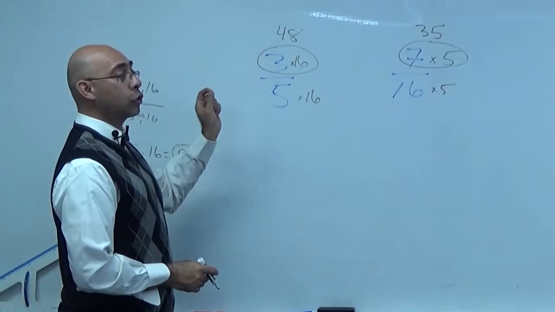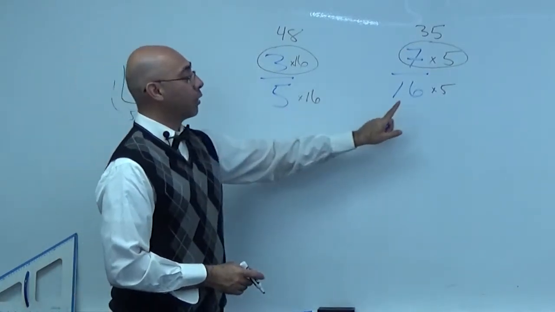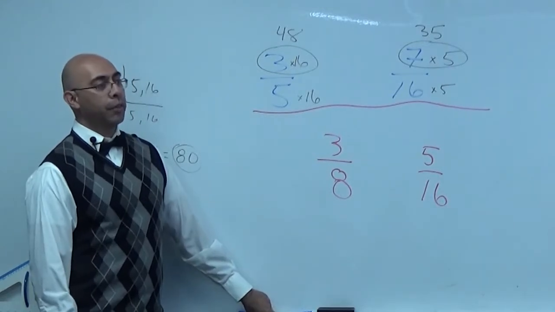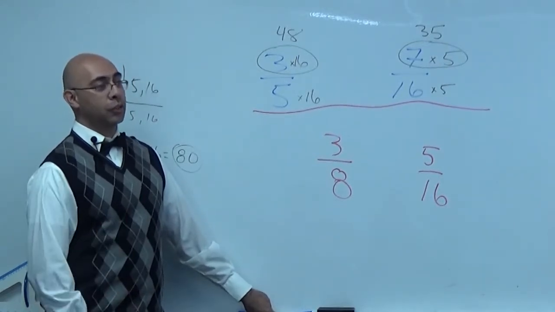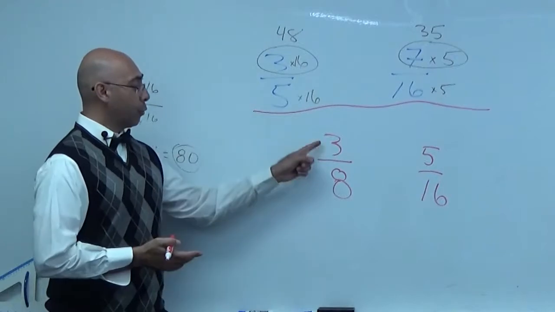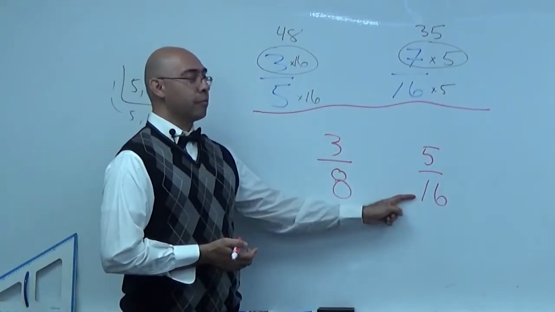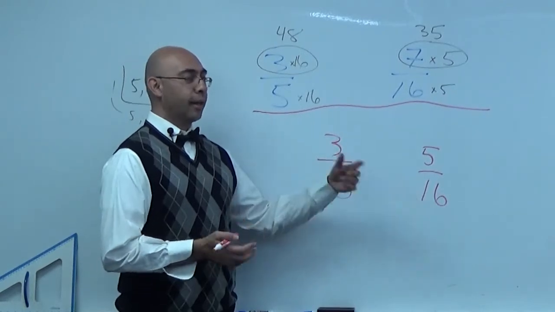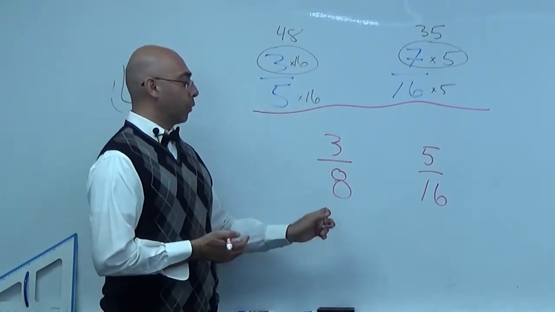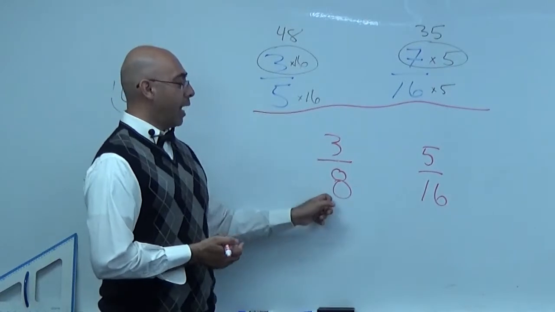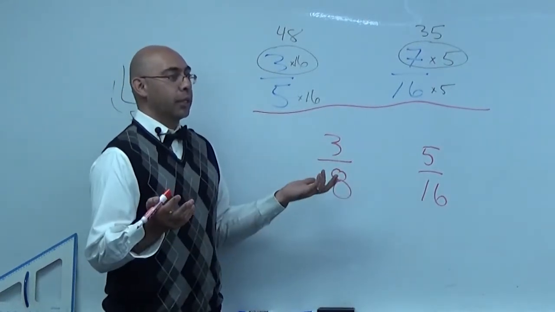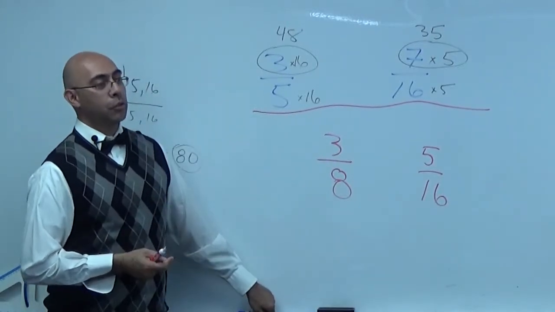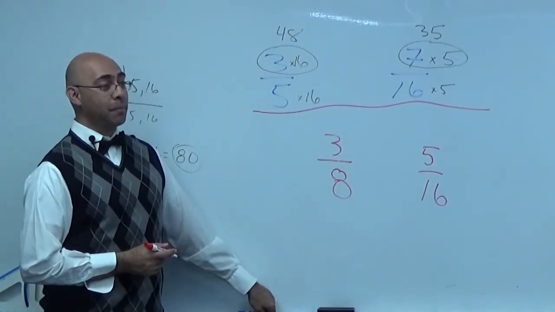But in order for you to compare, you have to make sure the bottom numbers are the same. Whenever you compare things, you always have to have the same denomination. So I can't compare $3 with 5 francs in France, can I? I have to find the common denominator for both of those. So if I have 3/8 and 5/16, I don't know which one's bigger yet. So I have to make sure these are the same.